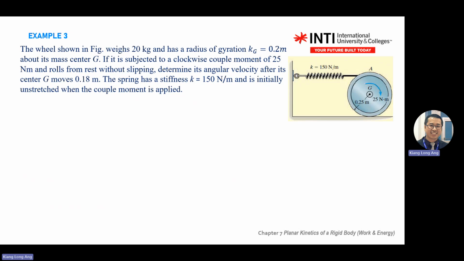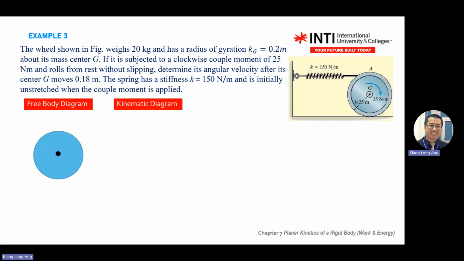So what is the normal procedure for chapter 7 when you want to use the principle of work and energy? Okay, you draw the free body diagram. On the left, you focus on force and moment. Right? So here, at the center of mass, straight away, draw W. Go to the center of mass, draw W, mg. You write capital W equal to mg. Then you put in the moment.